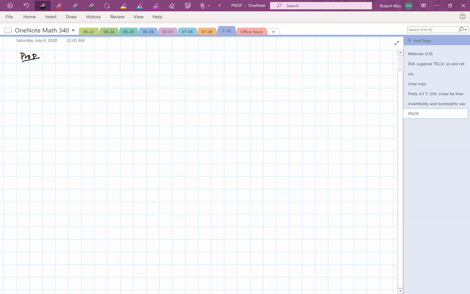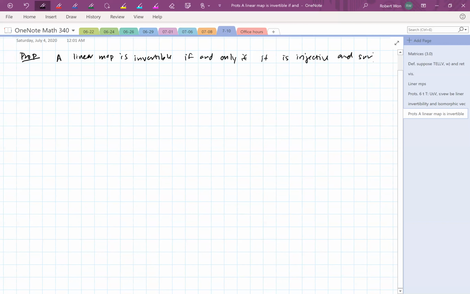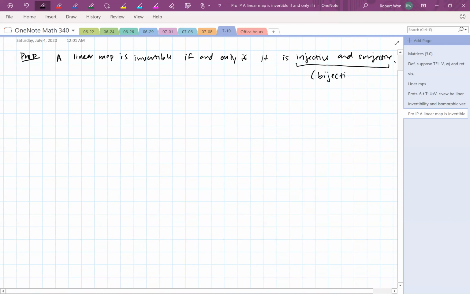the following very nice proposition. A linear map is invertible, it admits an inverse, if and only if it is both surjective and injective. Okay, and this, I guess we didn't define in this class, but I know you learned in 300 that this is called bijective, or in 308, this is called a one-to-one correspondence.